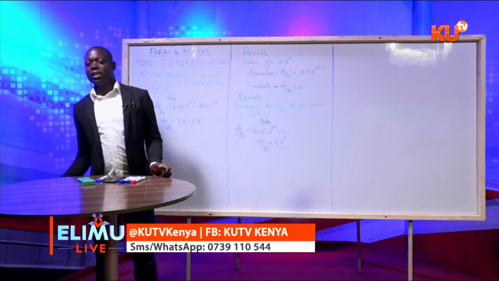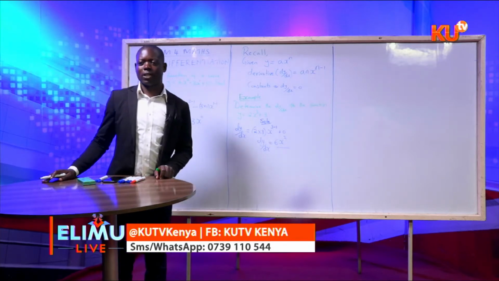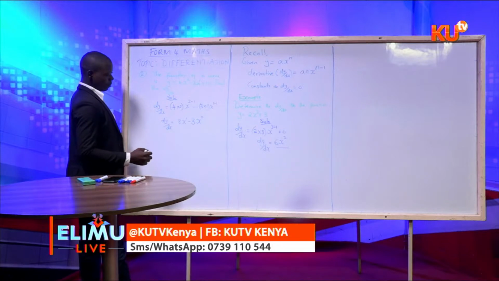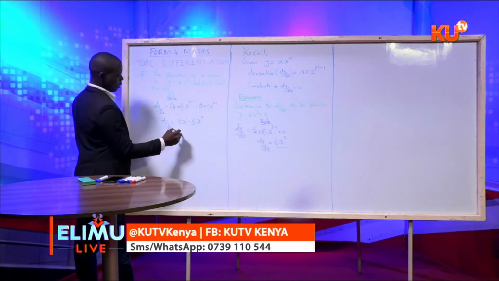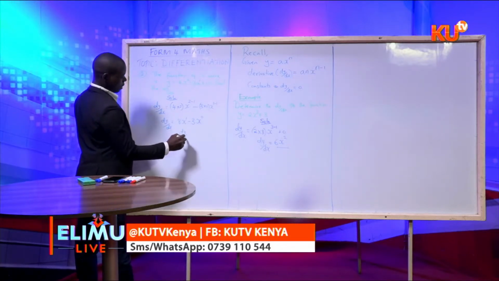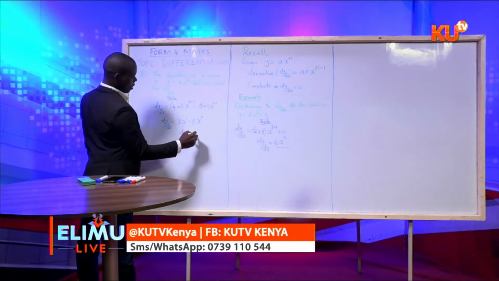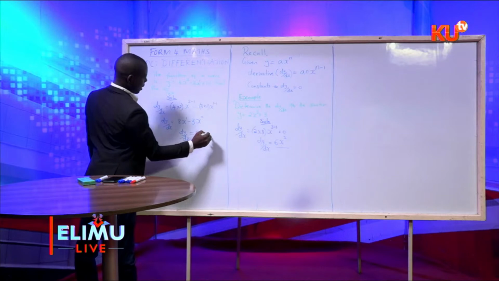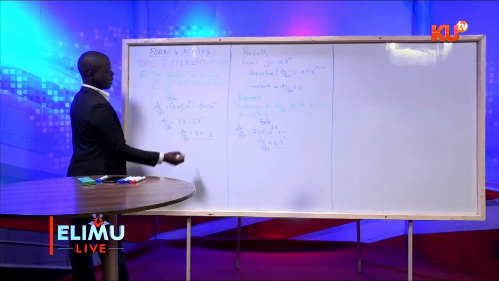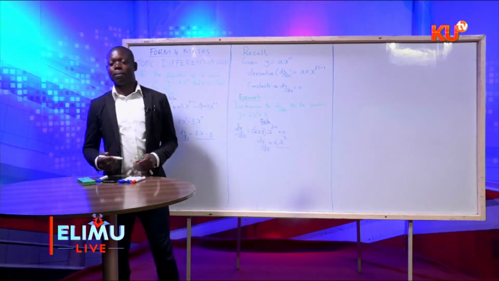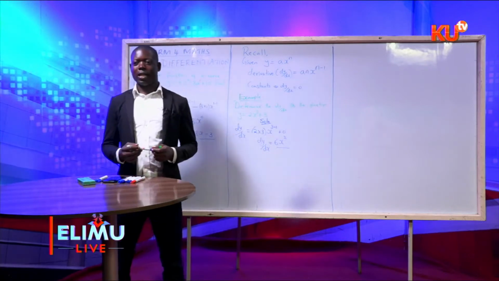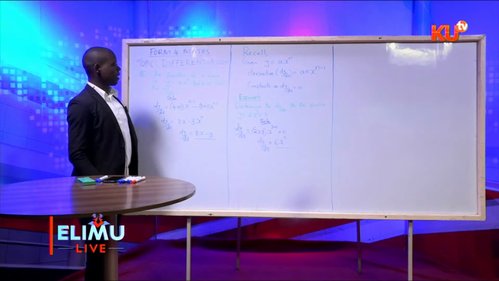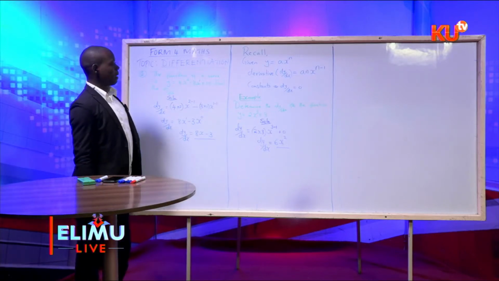And what is x power 0, students? Yes, x power 0 is 1, because any number power 0 is 1. Therefore, dy/dx equals 8x minus 3. That is the dy/dx for the function y equals 4x squared minus 3x plus 10.